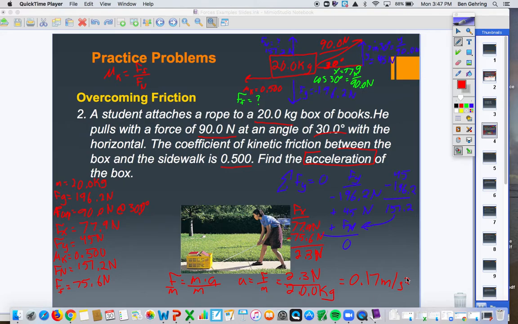Oops, I lied, not 0.17, 0.12. 0.12 meters per second squared. And because it's acceleration, we need a direction. So this is to the right, based on the diagram above. That is how you solve this question, dealing with the acceleration of an object pulled on a horizontal surface with friction.